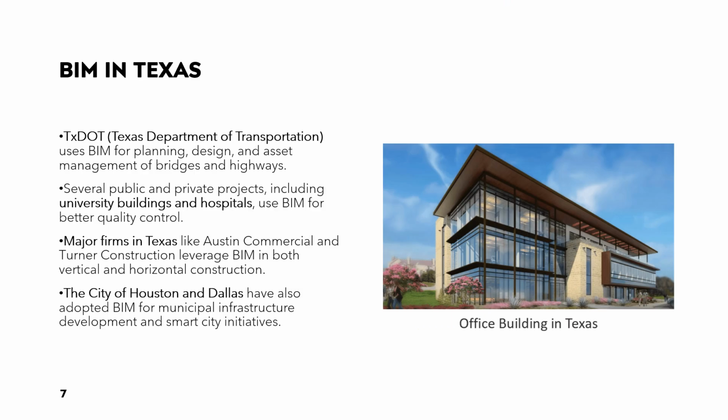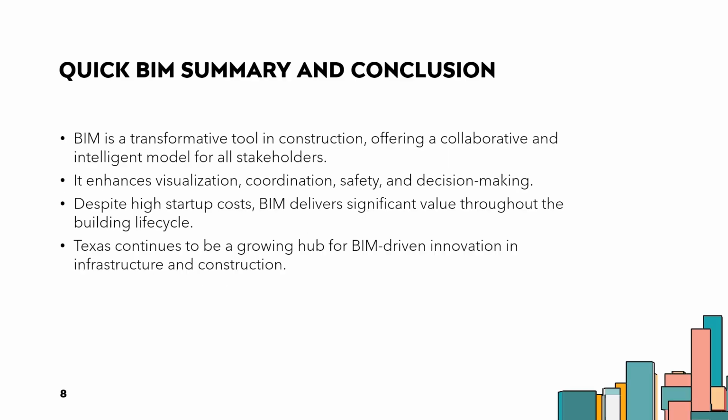So how is BIM involved in Texas? TxDOT actually uses BIM for planning, designing, and the asset management of bridges and highways. Several public and private projects, including university buildings and hospitals, use BIM for better quality control. Major firms in Texas like Austin Commercial and Turner Construction leverage BIM in both vertical and horizontal construction. And some of the cities, such as the city of Houston and Dallas, have also adopted BIM for municipal infrastructure development and smart city initiatives.